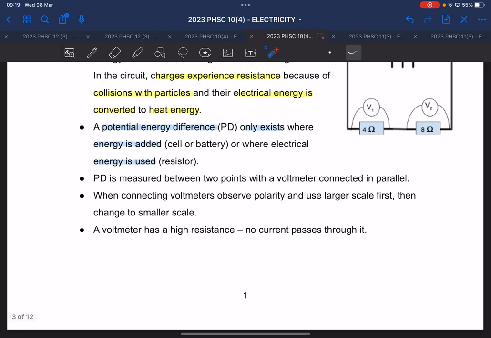Okay. Then potential difference is measured between 2 points with a voltmeter, connected in parallel. What does parallel mean?